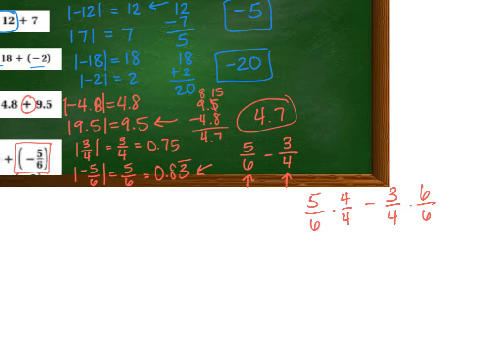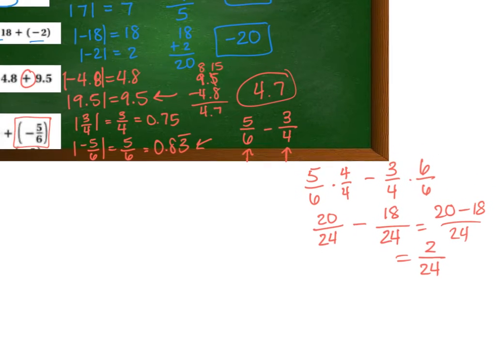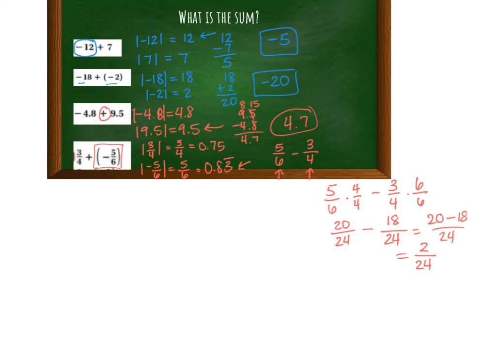All right, so what we get here is 5 times 4 is 20 over 6 times 4 is 24 minus 3 times 6 is 18 over 4 times 6, which is also 24. So now we have 20 minus 18 over 24, which is 2 over 24. Are we done yet? Absolutely not. So first, we have 2 more things to do. First, we want to simplify this. So 24 is divisible by 2, so is 2. So we're going to divide by 2 to both the top and the bottom, and we get 1 over 12.